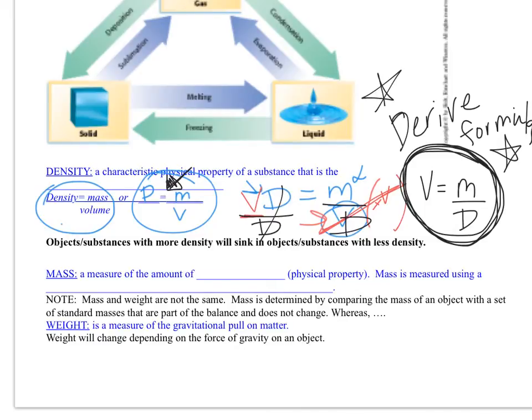And then very quickly here, the last couple that we deal with a lot is mass, which is a measure of the amount of matter. Again, a physical property. It's usually measured using a balance or scale. Please note that mass and weight are not the same. Weight is a measure of the gravitational pull on matter. So weight's going to change. If you're on the moon, your weight is not going to be the same.